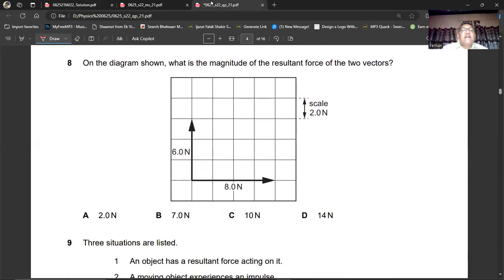Question number 8. On the diagram shown, what is the magnitude of the resultant force of the two vectors? Here we have two vectors whose tails are joined together. The angle between them is 90 degrees. This is 6 Newton and this is 8 Newton. So I want to find out their resultant.